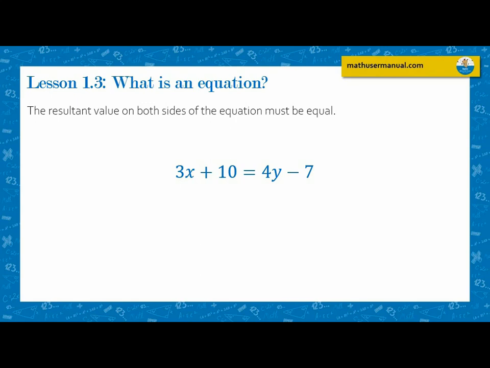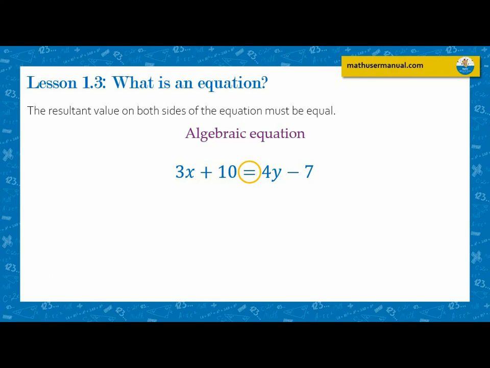In lesson 1.2, we gave a brief introduction of what is an equation, but let's understand more, especially the concept of the equal sign inside of an equation. Let's take a look at the algebraic equation we have on a screen. We know it's an algebraic equation first because it has variables, and second because it has an equal sign. So this is an equation.